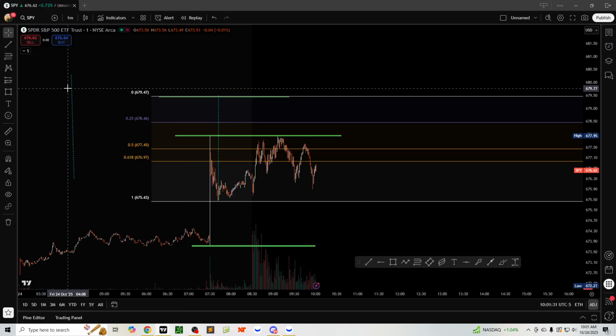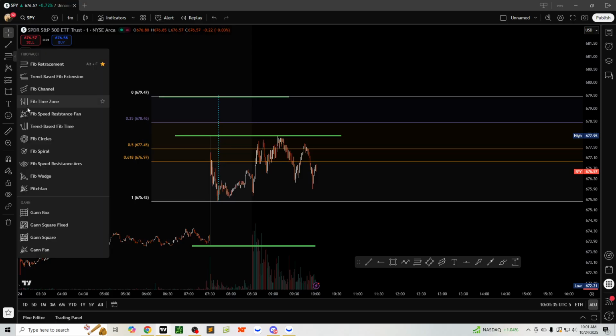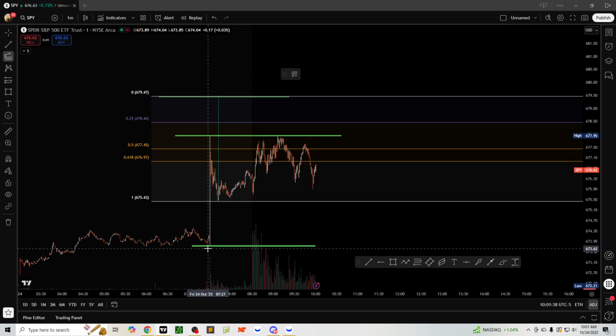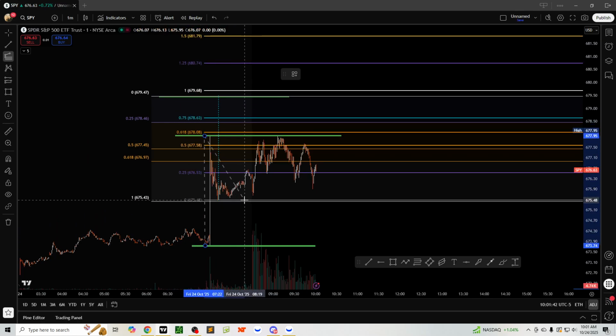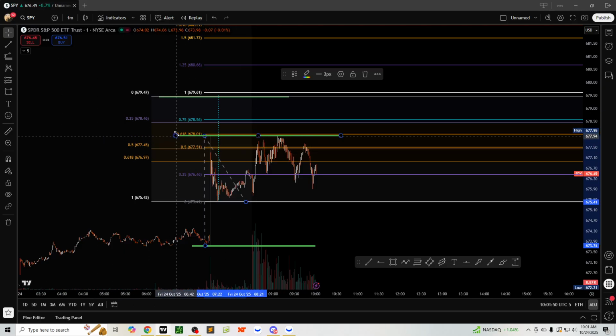So if I was to put the extension on here, like we've been doing, now they line up. You see that? Now they line up. The 0.5 is the 0.5 here. The 0.618 was that full pullback.